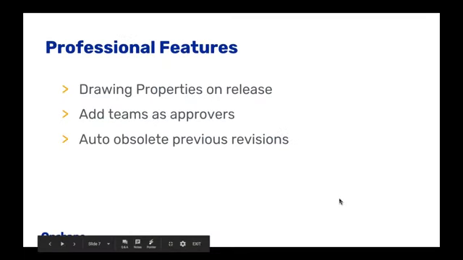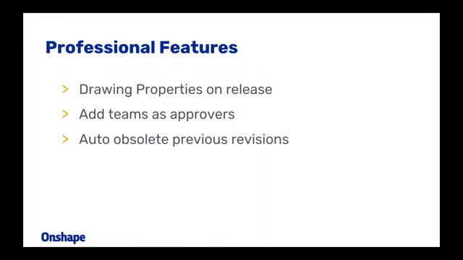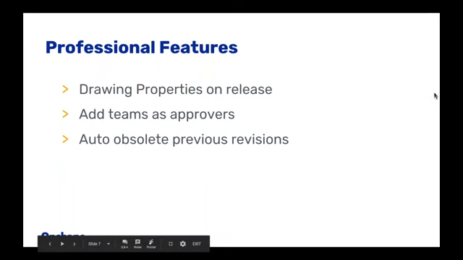With the professional Onshape account, this is people that have the release workflow available. So Onshape has the free, standard, professional, and enterprise. For the professional Onshape users out there, we have a few release workflow improvements along drawing properties on release, being able to auto-obsolete previous revisions, and even add teams as a whole as approvers. In the past, it was just individuals. Now you can add multiple people at once here.